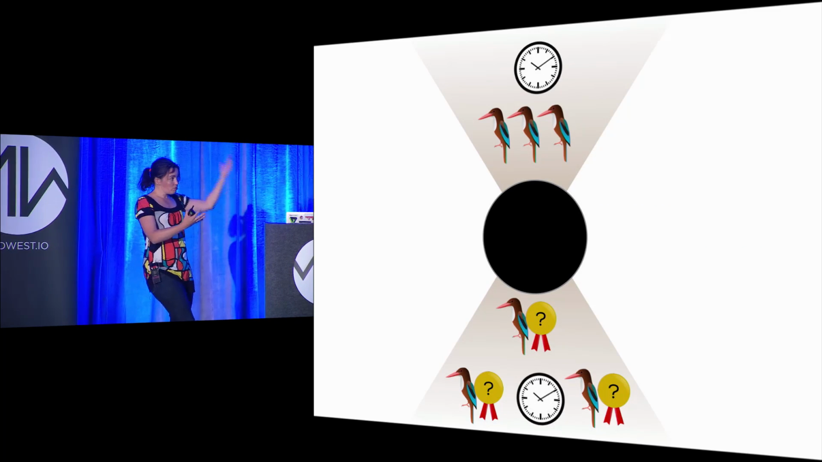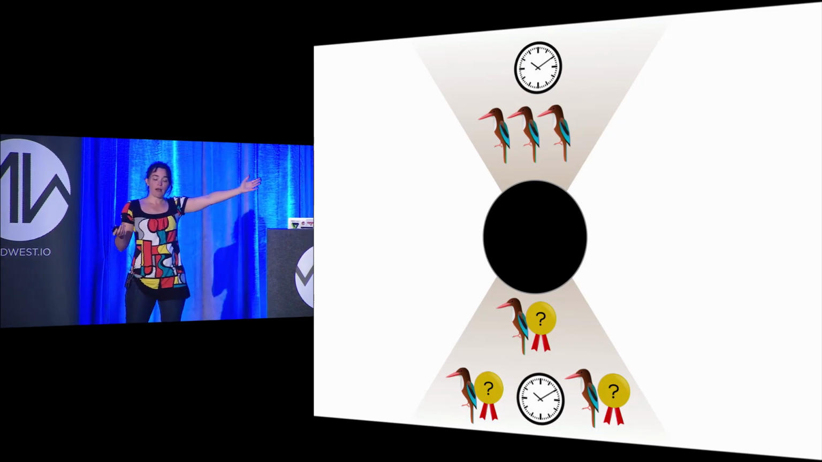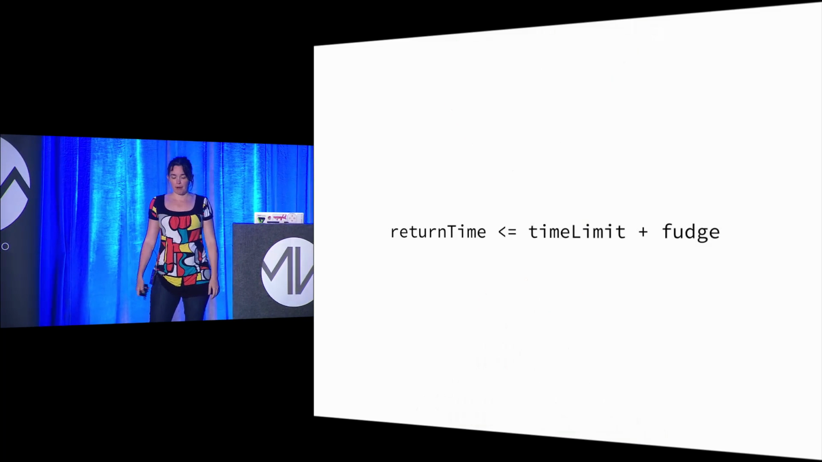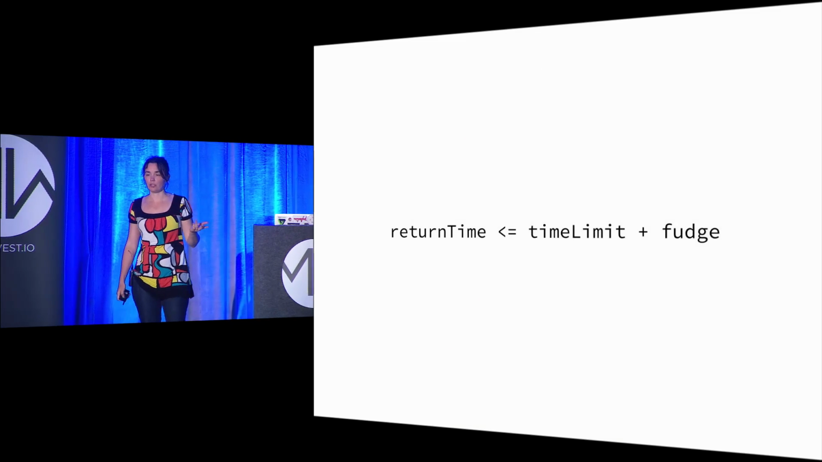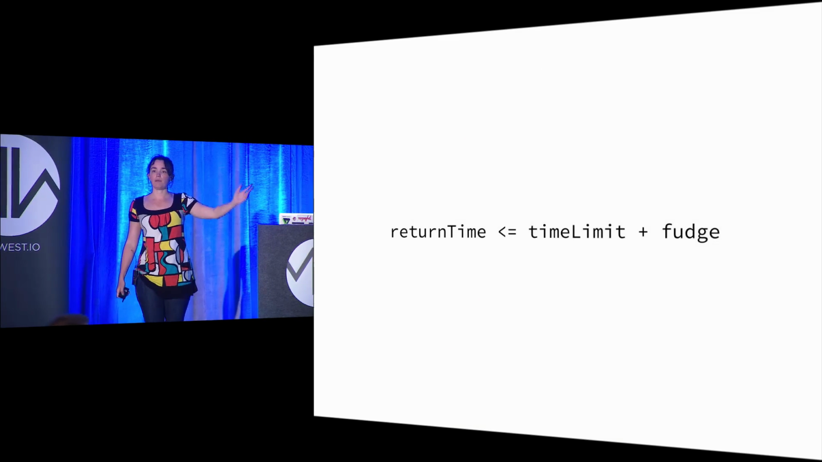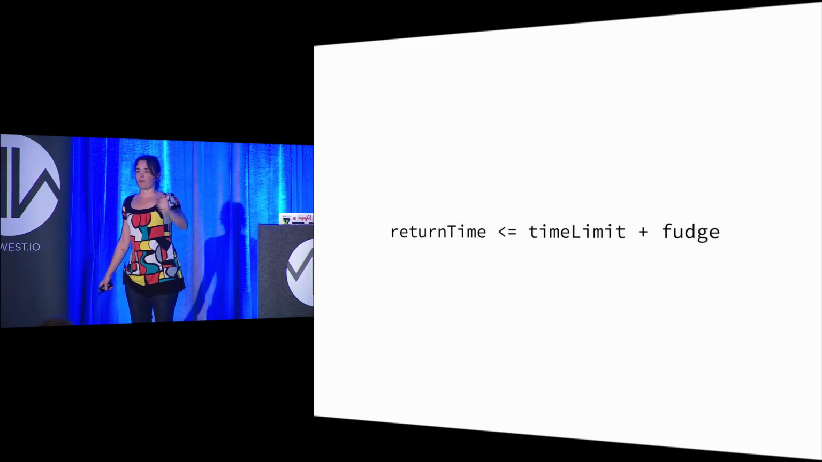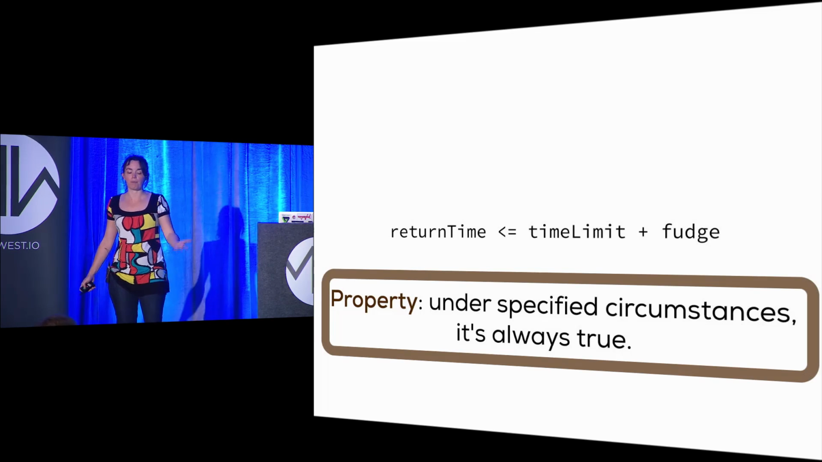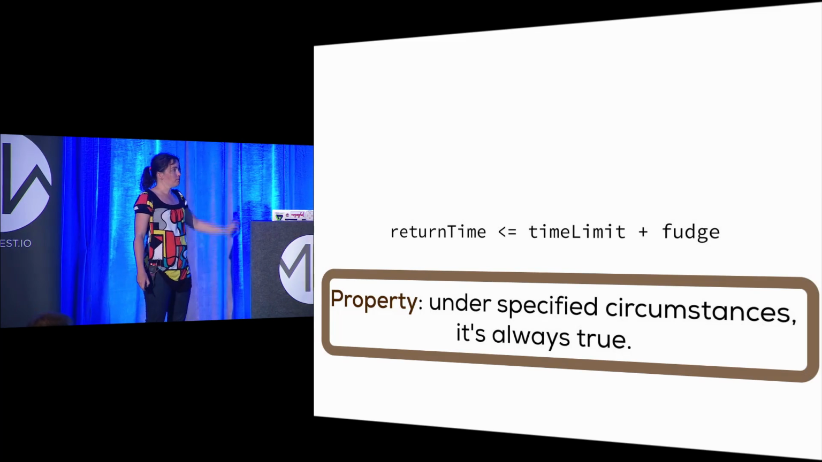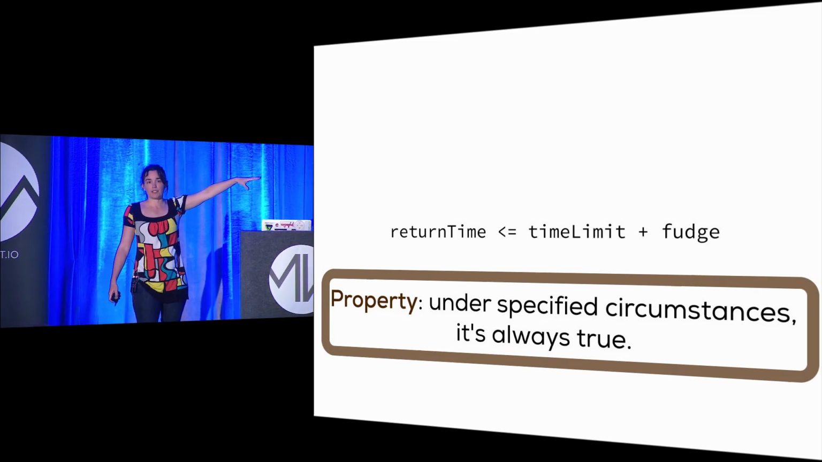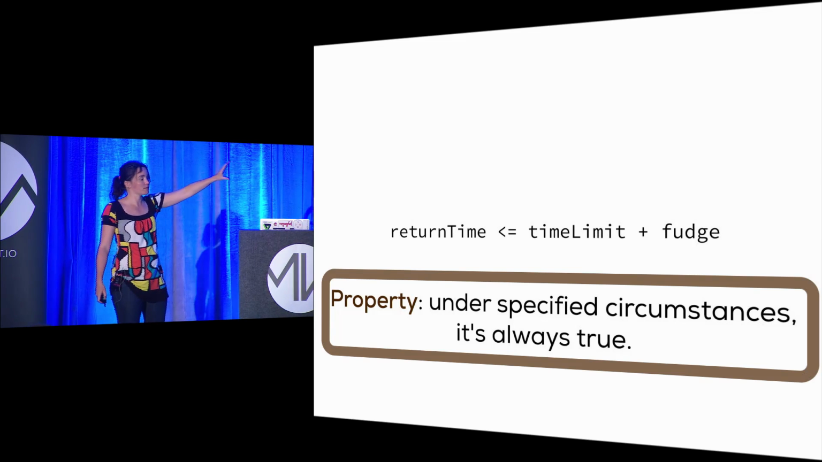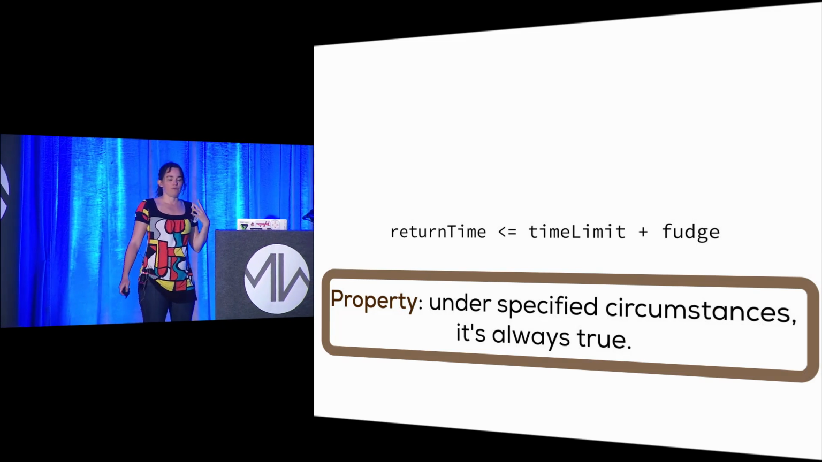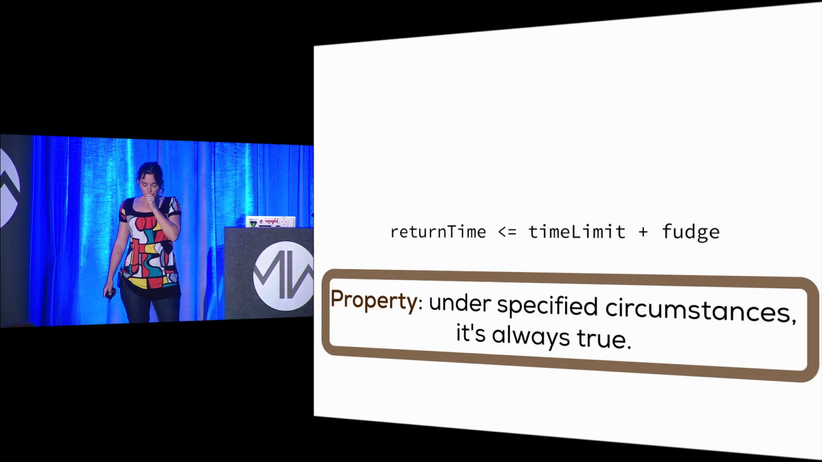One is, say, an invisible output here: how long that took to return. That's something we can make a statement about. The return time of this function is less than or equal to the time limit we passed in plus some fudge factor for overhead of calling it. Okay, this is a property. A property is something that's always true under specified circumstances. So after we've established a property, we can make logical deductions from it and have confidence in it.